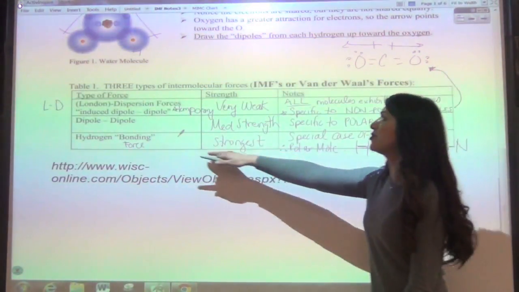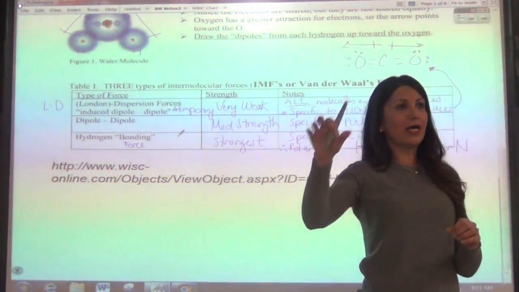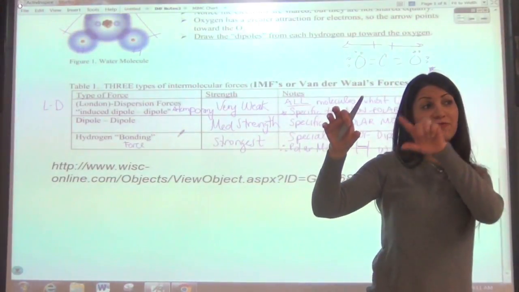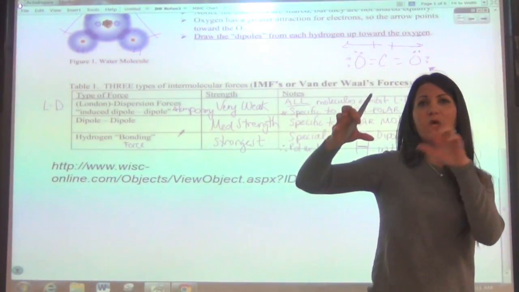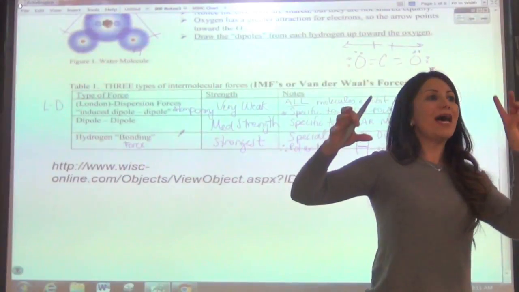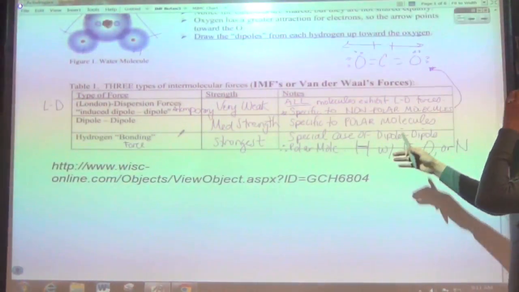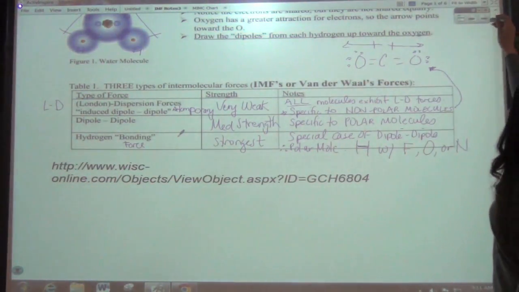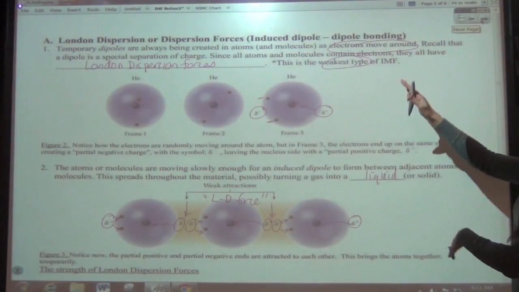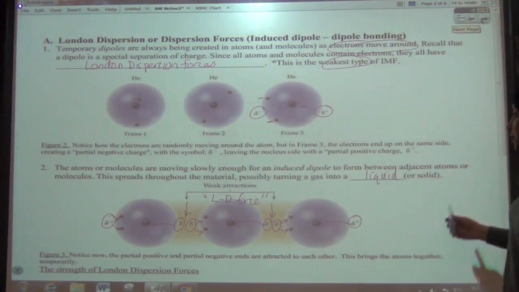And hydrogen bonding is specifically the force between hydrogen of one molecule and what three elements? F-O-N, phone. Perfect. On a different molecule, on another molecule. Okay. So then this was just showing the LD force. It's very temporary. It's very weak.